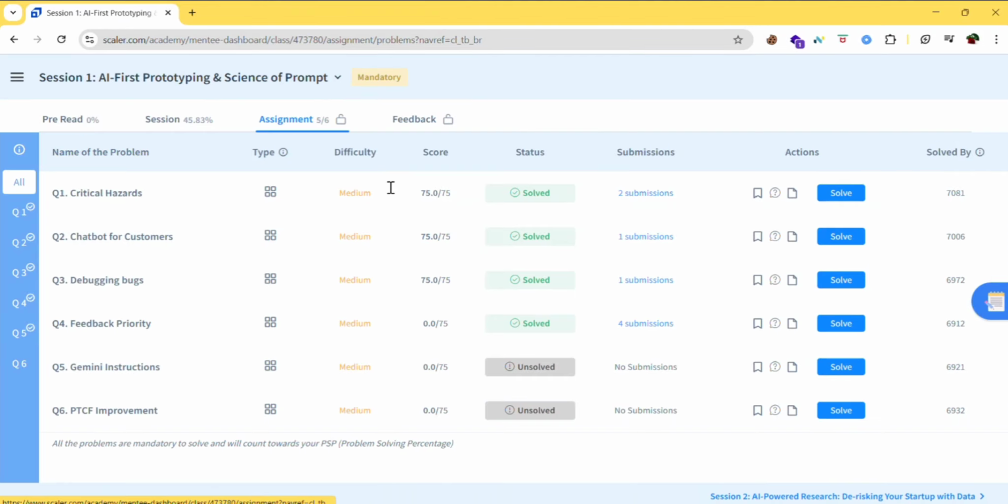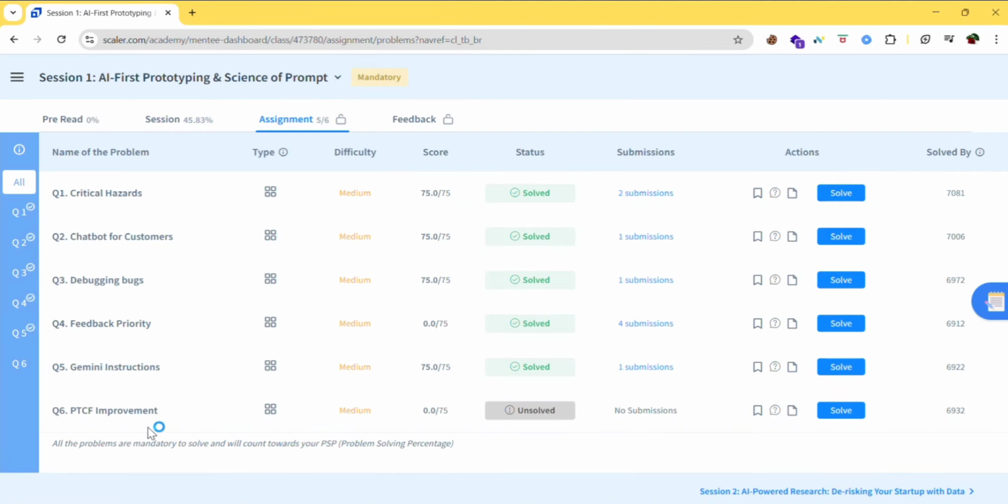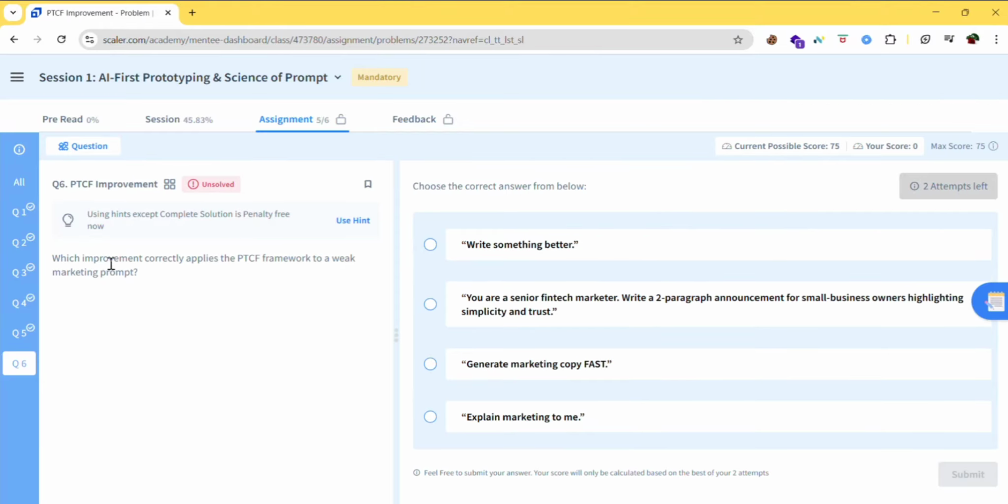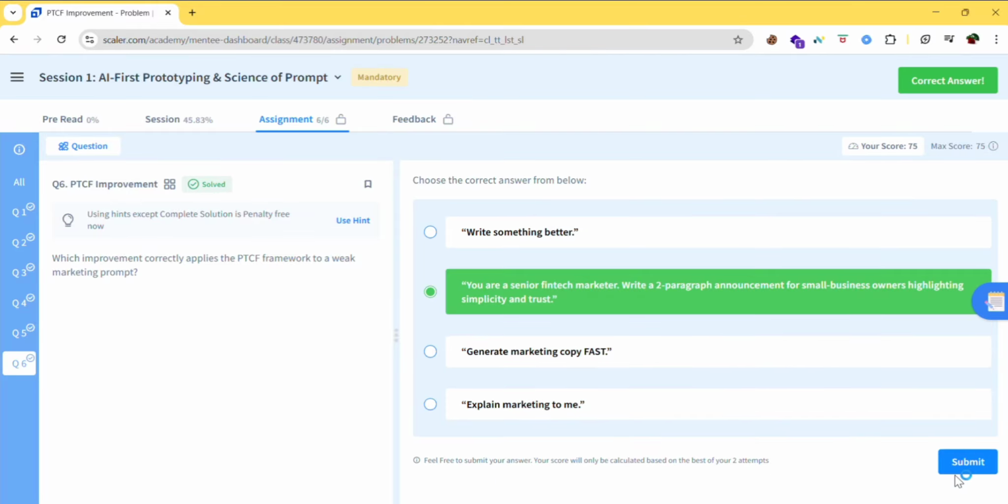And next, the sixth question, last but not the least, about PTCF improvement. The question is, which improvement correctly applies the PTCF framework to a weak marketing prompt? For a weak prompt, what do we need to add? Out of the 4 options, there were only single lines, but you can observe the second one has a clear persona and format. So the second one would be the answer.